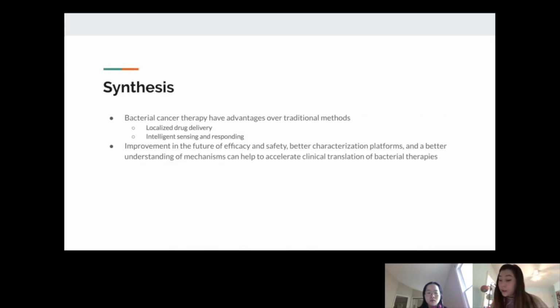So the paper concludes by saying that bacterial cancer therapy has many advantages over traditional therapies. For instance, the most notable one is the localization of drug delivery and intelligent sensing to a microenvironment and these different conditions of the tumor. It also suggests that improvement of efficacy and safety through better characterization platforms and a better understanding of the mechanisms that bacteria use in their different effects could help to accelerate clinical translation of these therapies.